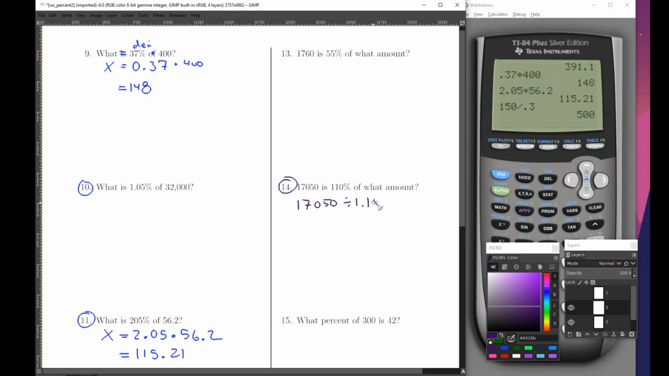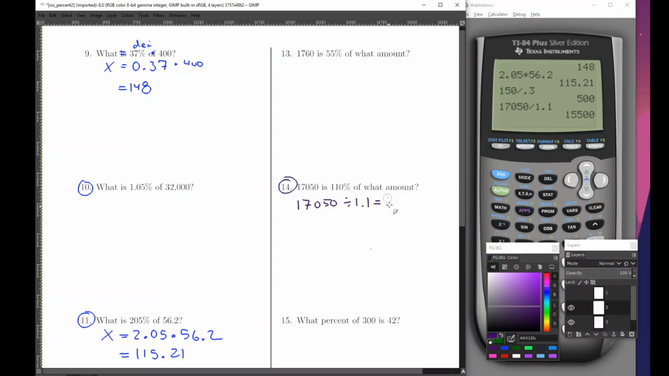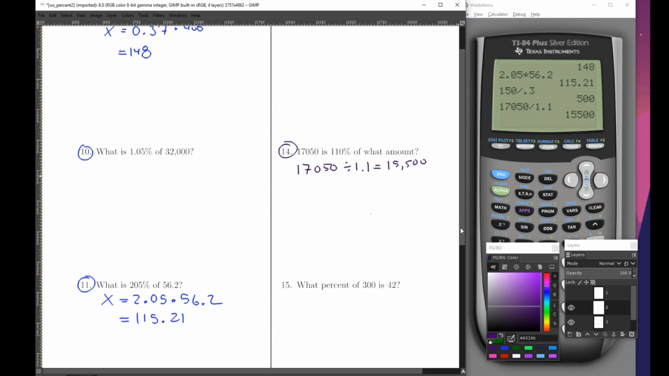So what do we get for this? This is equal to, calculator, help me out, 17,050 divided by 1.1. Yep, 15,500. Notice how it's smaller and we are dividing by a value greater than 1.